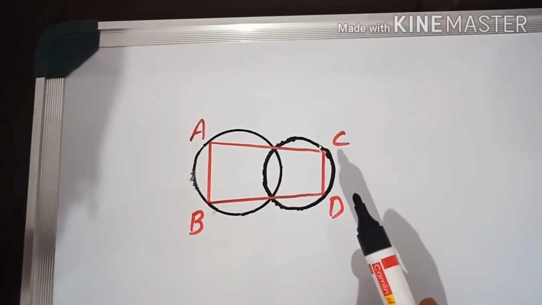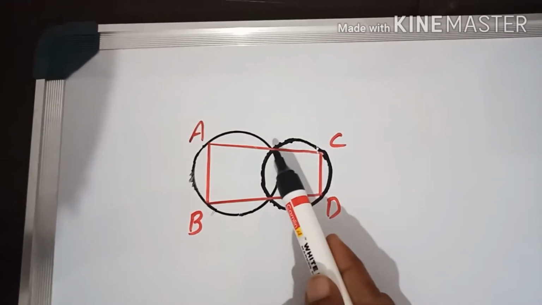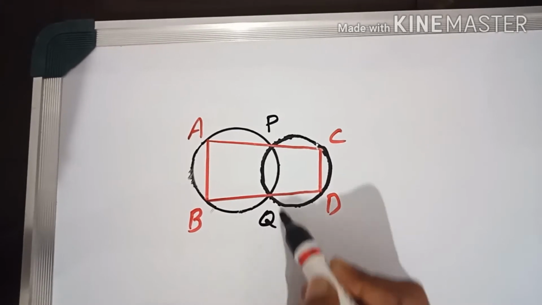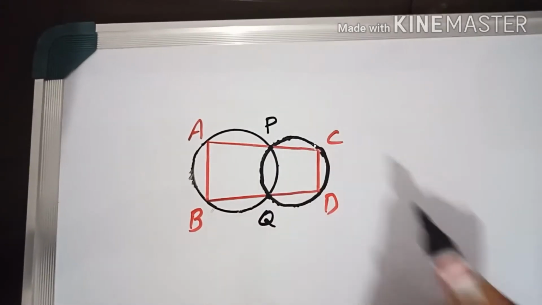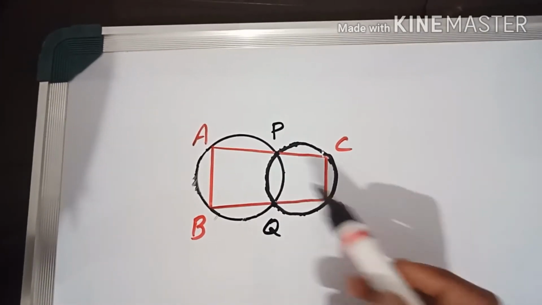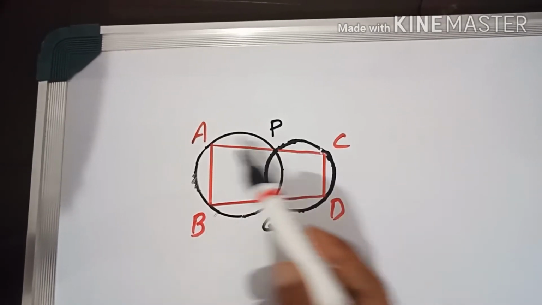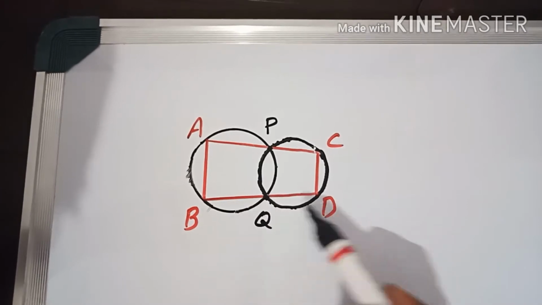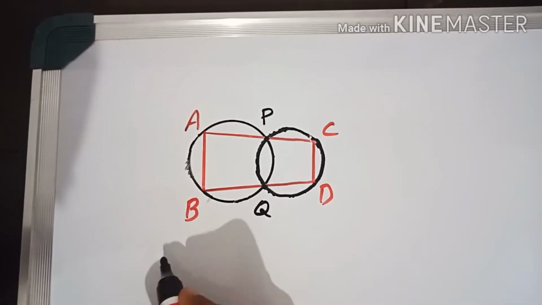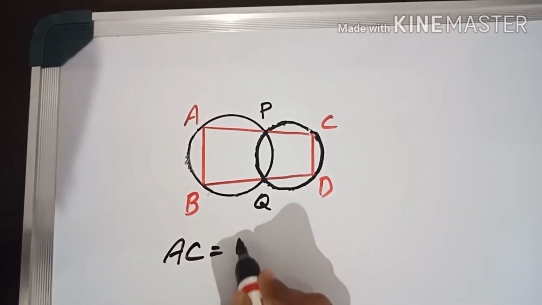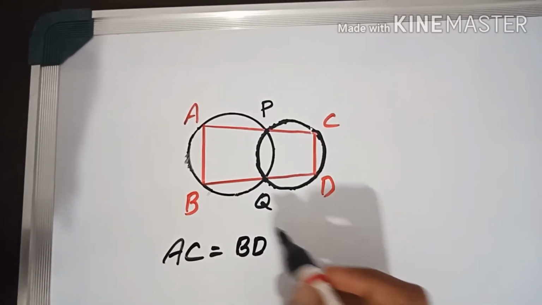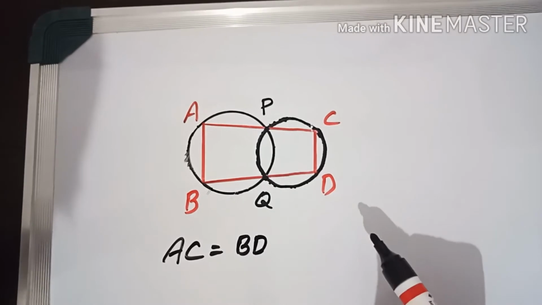And one more thing is given. These two circles intersect at the points P and Q. Now the lengths of the lines AC and BD are equal, that is also given. AC equals BD. If these two are equal, we need to prove that ABDC is a cyclic quadrilateral.